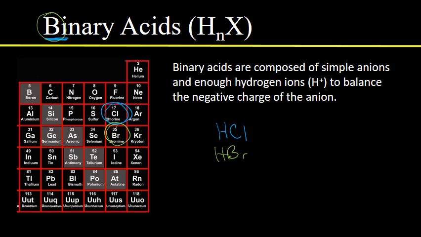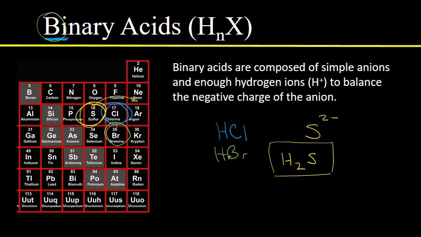So for example, you can also have a binary acid with sulfur, and because sulfur is two steps away from argon, when it forms an anion, it forms a 2- anion, and so in order to neutralize that 2- charge, you need two hydrogens. So the binary acid with sulfur would be H2S, which is hydrogen sulfide.